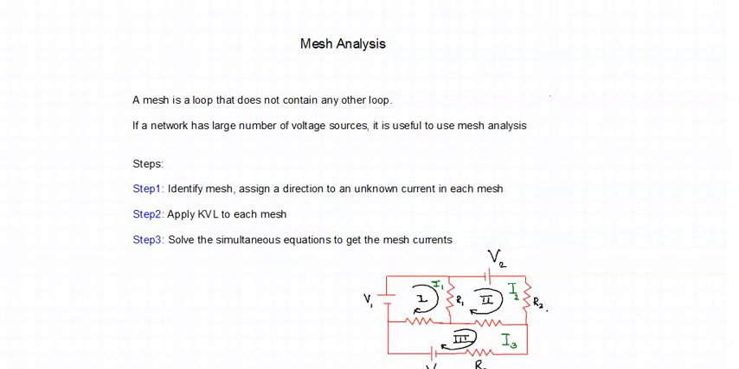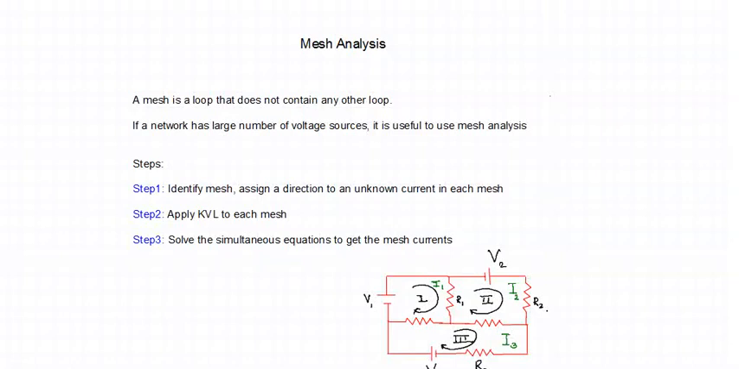Analysis. So good morning everybody, and let's start discussing mesh analysis. So what do you mean by the word mesh? Mesh means it's a loop, right? A mesh is a loop that does not contain any other loop. It's a simple loop. Loop means a closed circuit, a closed path. So a mesh is nothing but a loop, a closed path consisting of certain network elements.